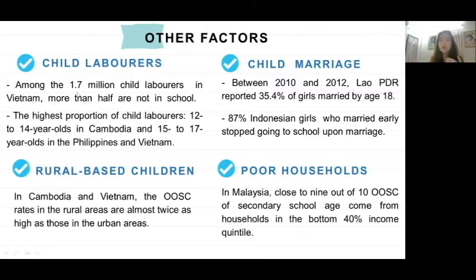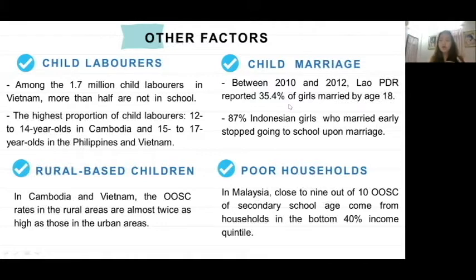Among 1.7 million child laborers in Vietnam, more than half are not in school. And you can see that engagement in child labor is a push factor in their decision to stay at school or not, or whether they can attend or focus in class or not. This data also suggests a link between child labor and other variables such as sex, as I have just mentioned above. Boys tend to enter the labor market early for their living, right? And the highest proportions of child labor range from 12 to 14 years old in Cambodia and 15 to 17 years old in the Philippines and Vietnam.